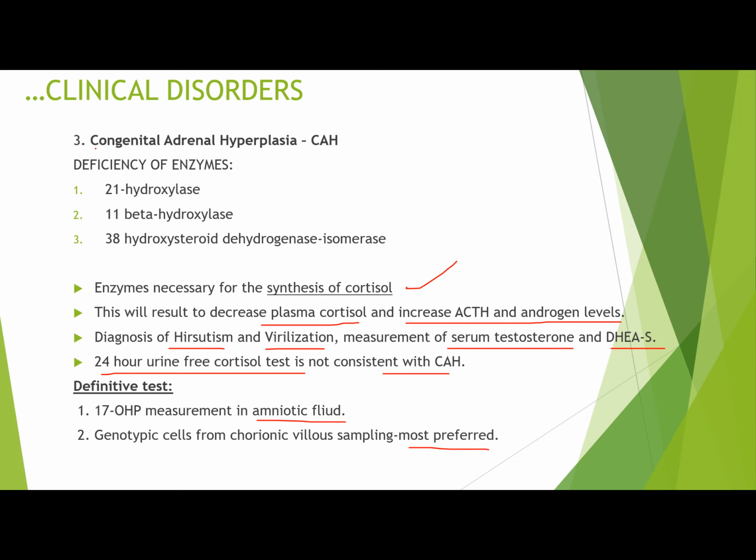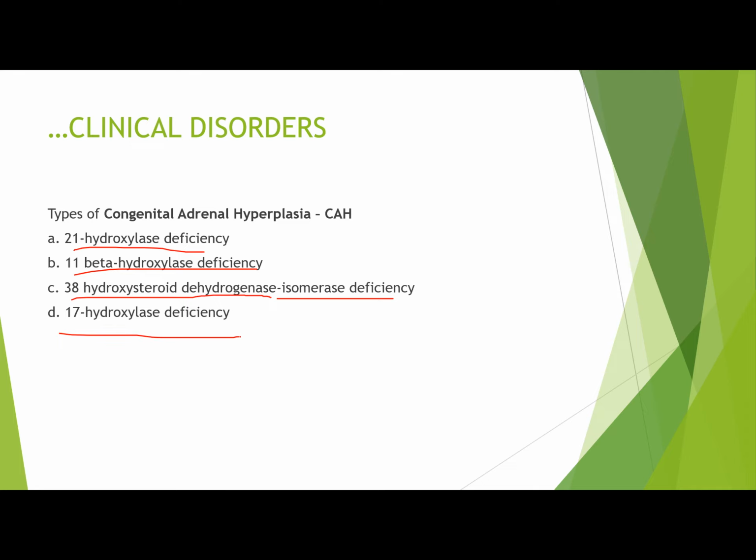Itong congenital kasi class, from the word congenital, these are usually common among fetuses. So ang sample nyo dito are usually amniotic fluid and you could get samples from the baby. Now, there are types of CAH class, congenital adrenal hyperplasia. We have your 21 hydroxylase deficiency, 11 beta hydroxylase deficiency, 3 beta hydroxysteroid dehydrogenase isomerase deficiency, and your 17 hydroxylase deficiency.